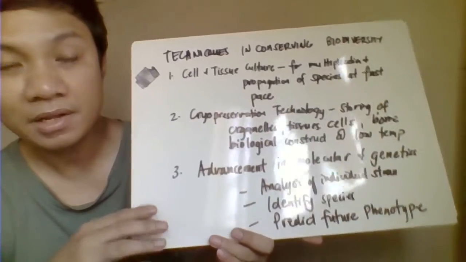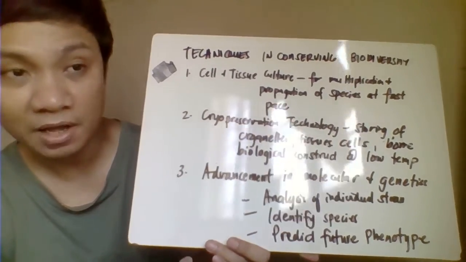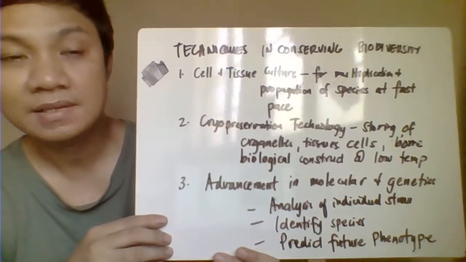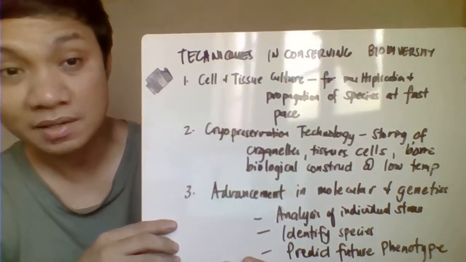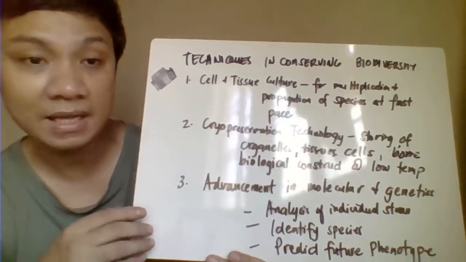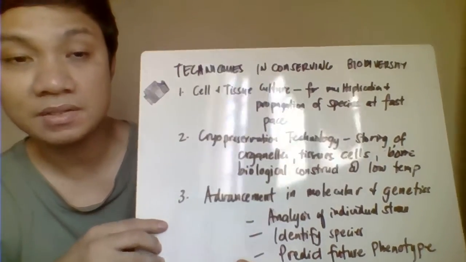So again, advancement in molecular and genetics, like molecular diagnostic studies, is a way of identifying your organisms. It's like your PCR for identification of COVID-19. So it's also an advancement in your molecular and genetic studies.